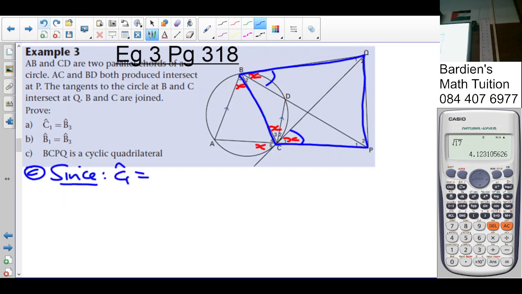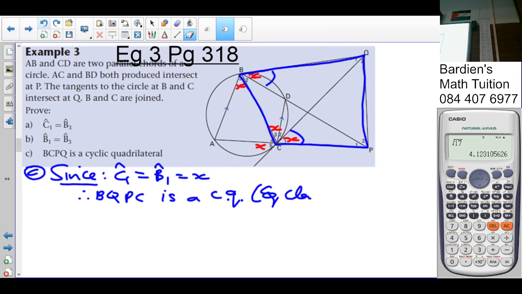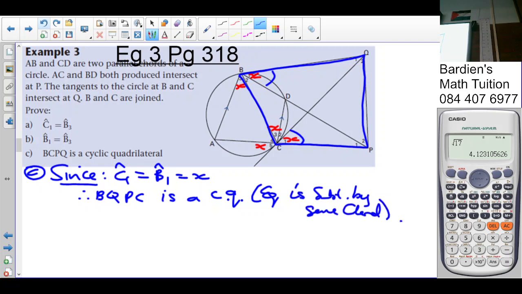C1 is equal to B1, which is equal to X. Therefore, BQPC is a cyclic chord. Why? Because equal angles subtended by the same chord. Equal angles subtended by the same chord. Therefore it is cyclic. Okay? Any problems there? Any issues? Right.